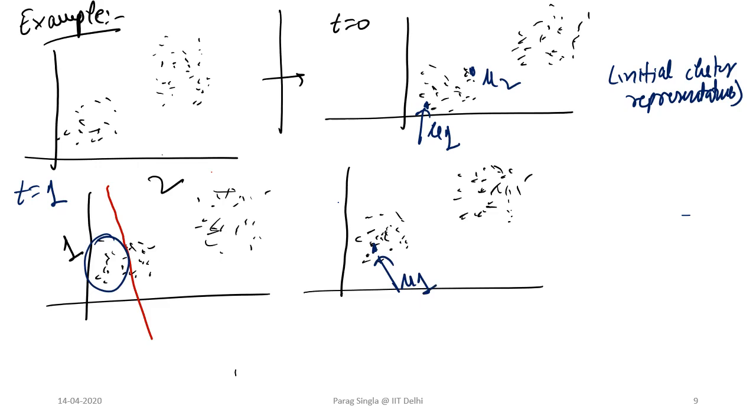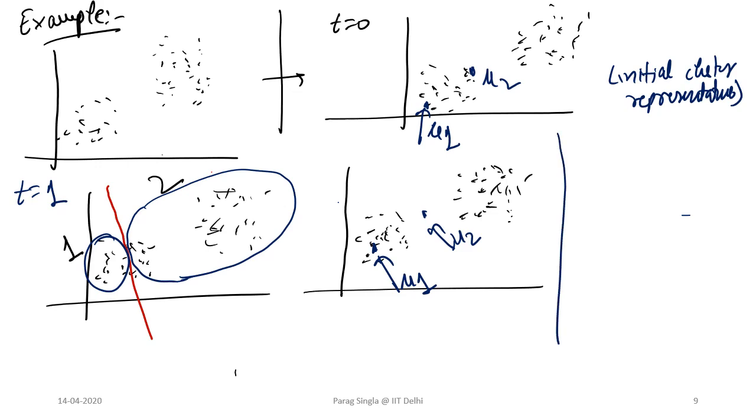So this will be your mu1, and probably your mu2 will again move to the right, because now it is computing the mean of the points in this second cluster. So this will be your new mu2. This will be at iteration t equal to 1. And then taking this process forward, to save some space, let me draw at t equal to 2.